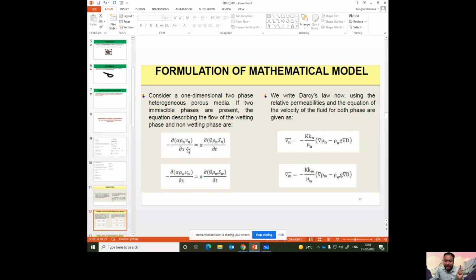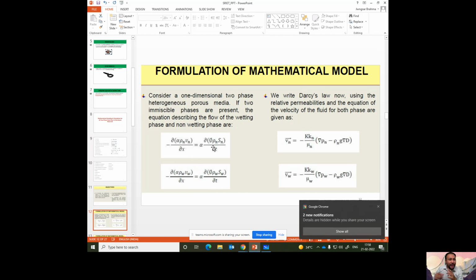Okay. Next, it is for the non-wetting phase, right? It is for the wetting phase, right? The suffix n represents the non-wetting phase. W represents the wetting phase. The same equation we can get for the non-wetting phase and the wetting phase. So this is coming, right? How is it coming? By understanding the petroleum system, what are the parameters that control the petroleum reservoir system, we can write these two equations.